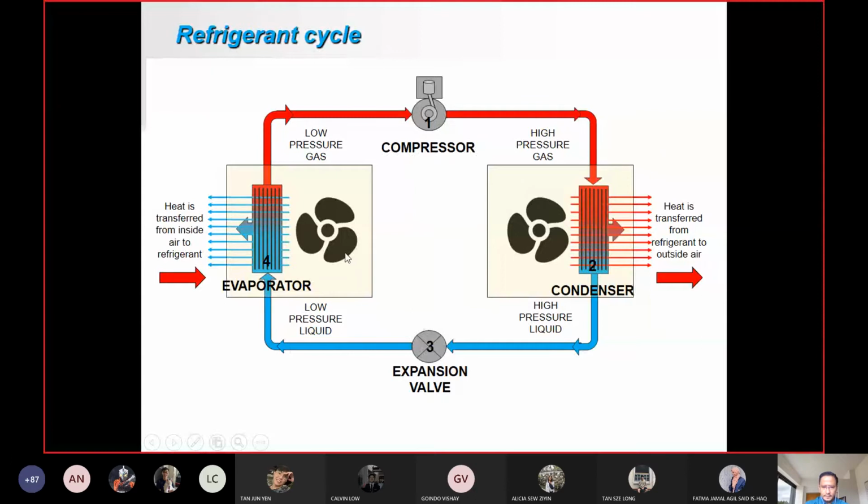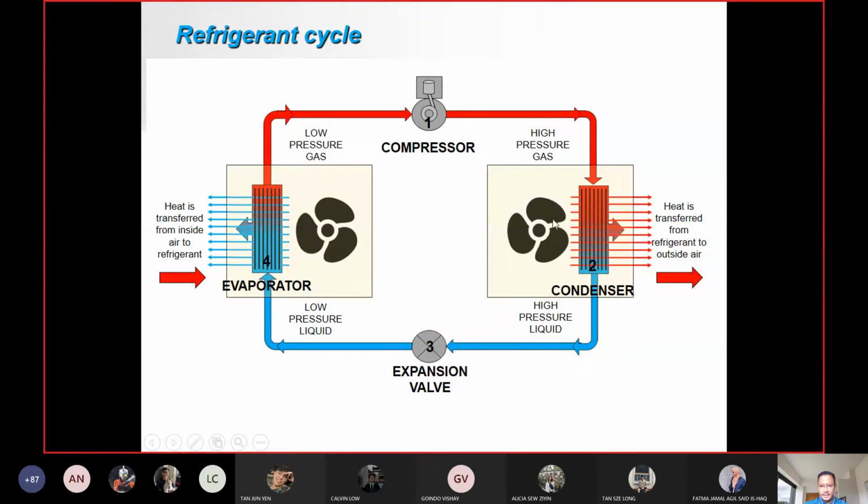So the most important part that makes the refrigerant cycle happen is the compressor. It looks like a piston here, to represent the compressor. So it compresses the gas. From here it is actually gas. In the state of gas, it compresses, becomes liquid, and then it goes here to the condenser.